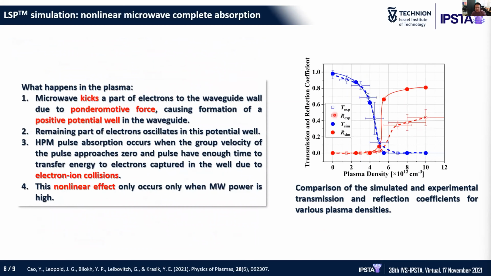So what actually happens in the plasma? The microwave kicks part of the electrons to the waveguide wall due to the ponderomotive force, causing the formation of a positive potential well in the waveguide. The remaining electrons oscillate in this potential well. The high power microwave pulse is absorbed when the group velocity of the pulse approaches 0, and the pulse has enough time to transfer energy to the electrons captured by the well, due to electron-ion collisions. And this is a nonlinear effect that only occurs when the microwave power is high.